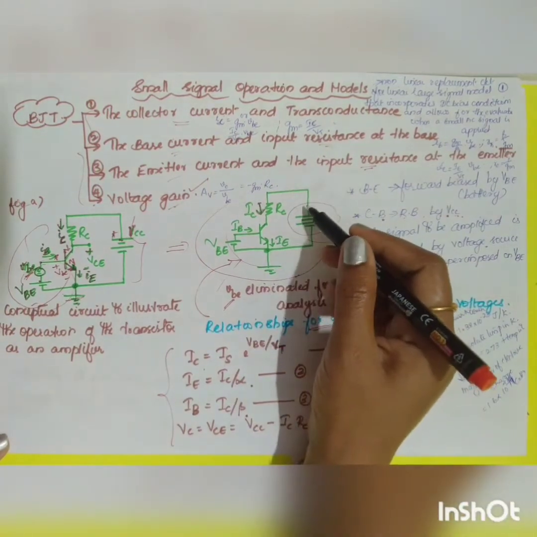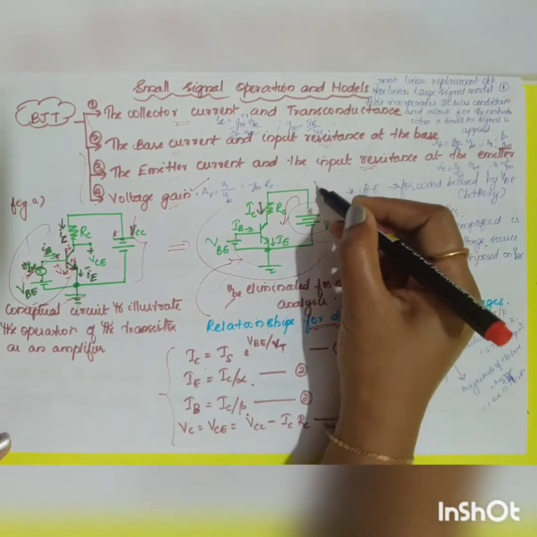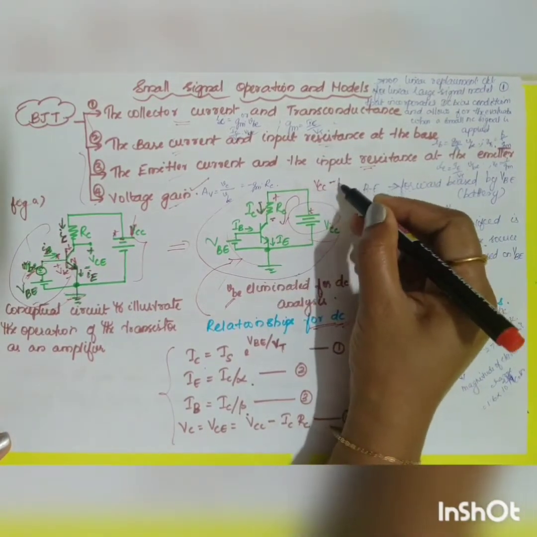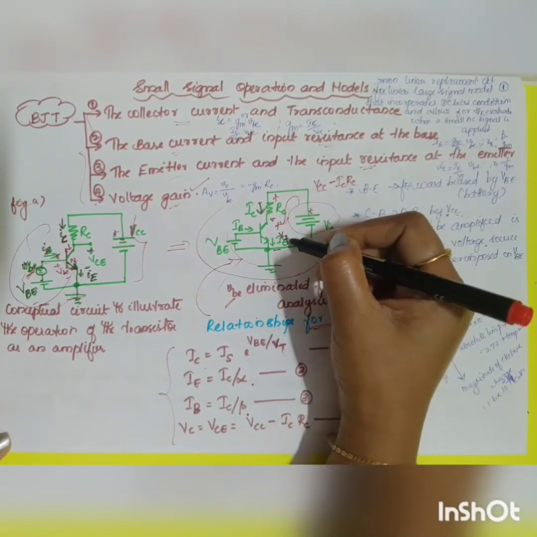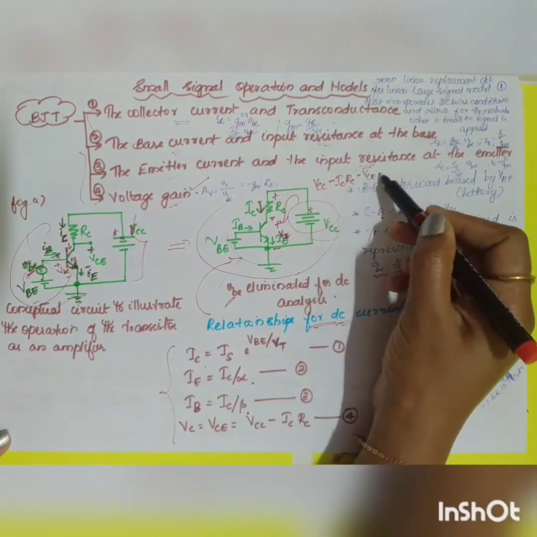What will be your output voltage? Output voltage, if you take this loop VCC, how will you write? Here it is plus, right? So plus VCC, here it is plus to minus. So take the second polarity, minus ICRC. Here it is plus to minus VCE, right? So take the second polarity, minus VCE is equal to 0.